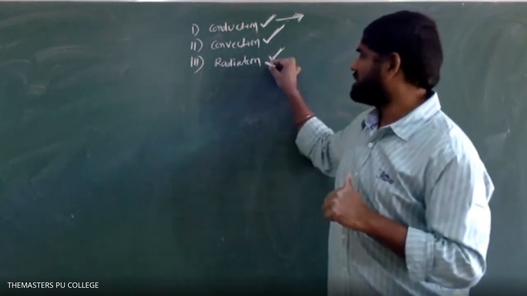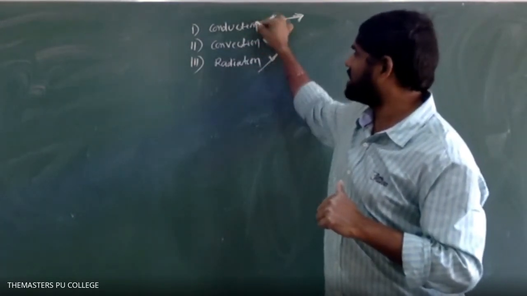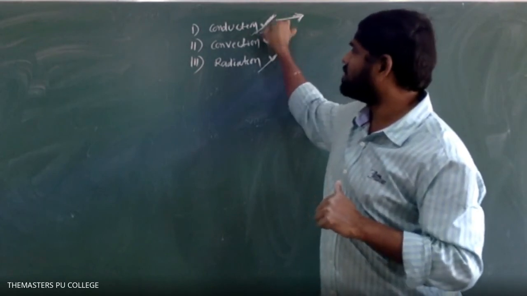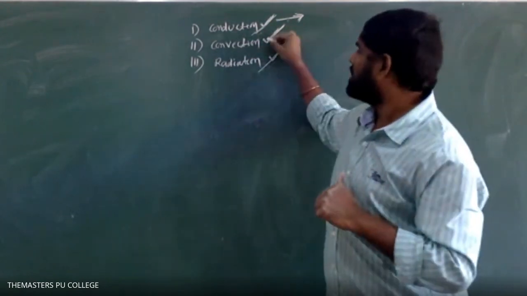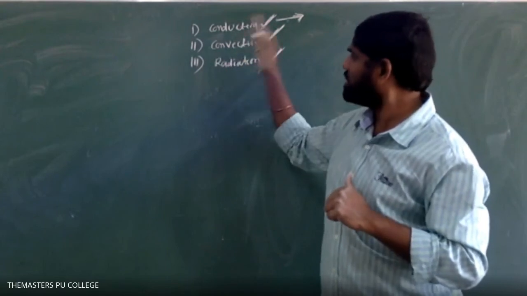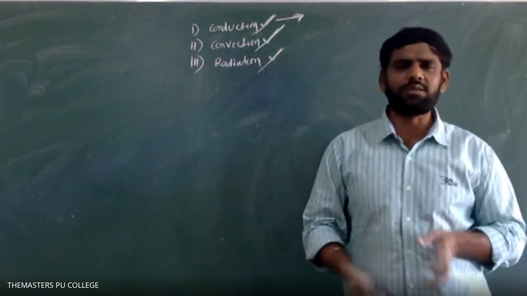So that's why radiation does not require the medium, and conduction and convection require the medium. In case of conduction, molecules of the medium do not move. Only heat energy is transferred due to the vibrations of the molecules. But in case of convection, molecules can move randomly in the medium so that the heat is transferred. So this is about conduction and convection.